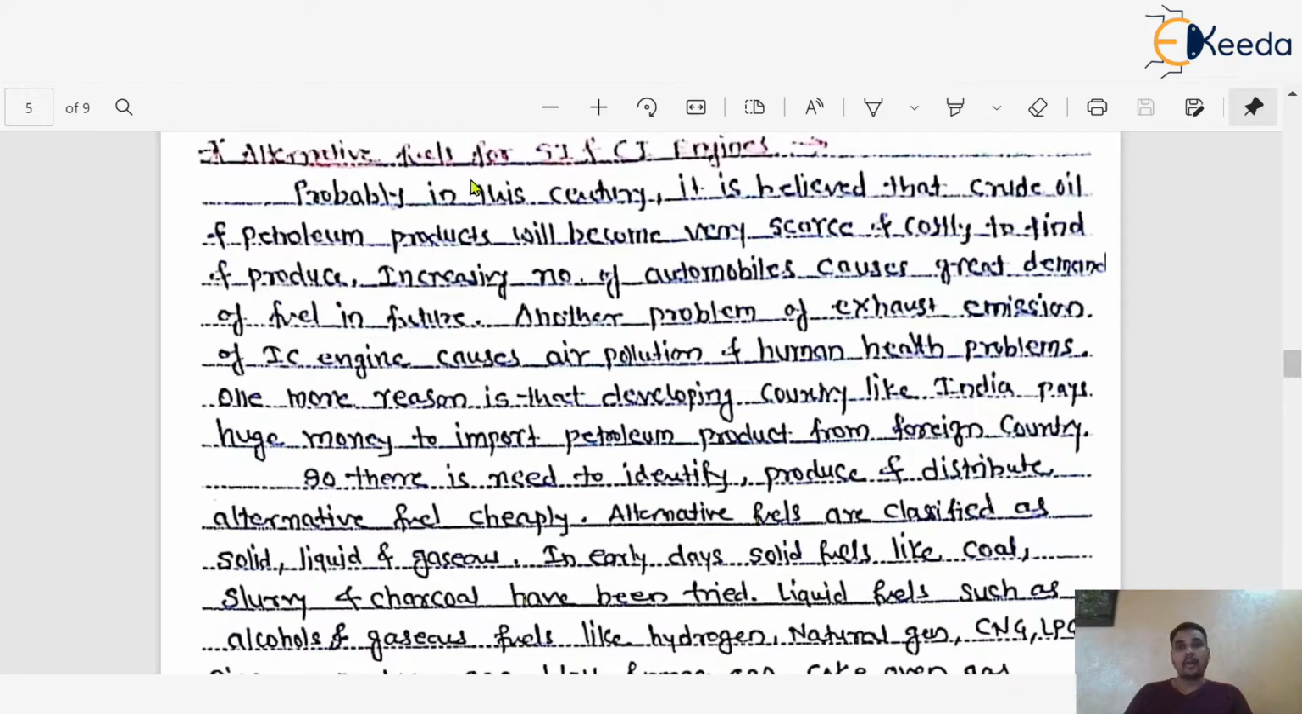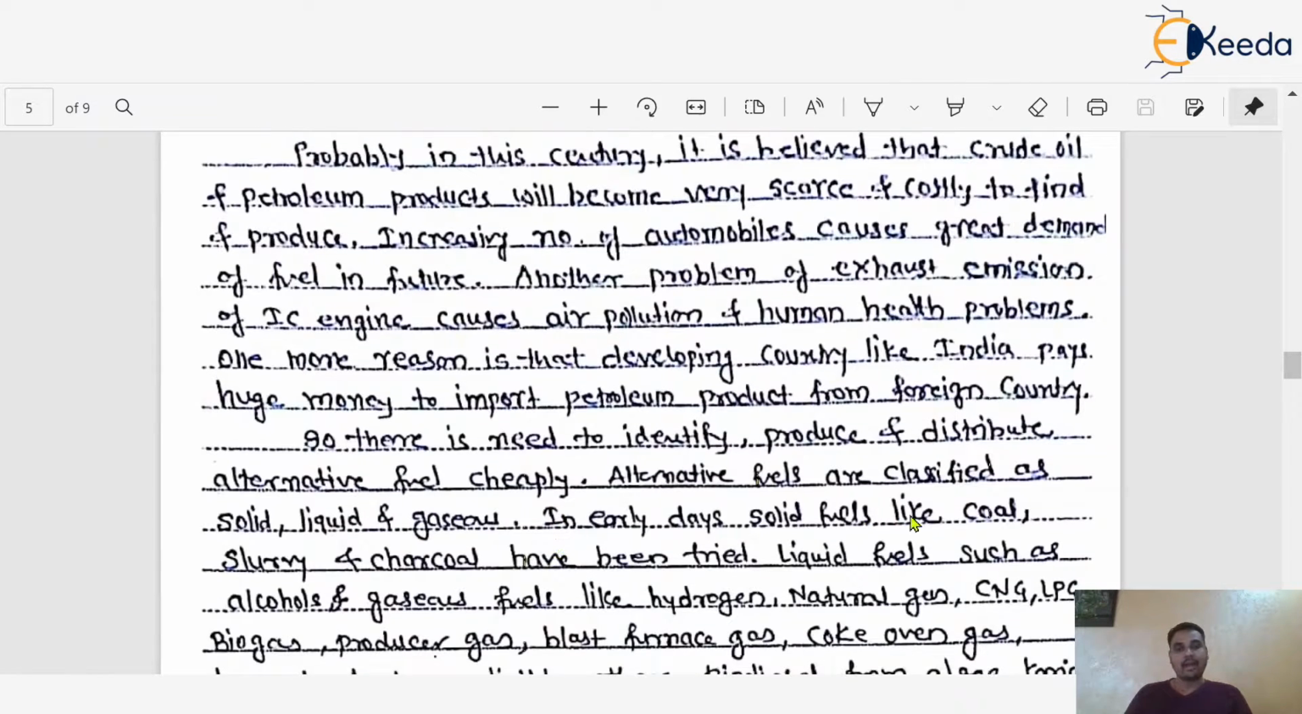In the case of alternative fuels for SI and CI engines, it is believed that in this century crude oil and petroleum products will become scarce and costly to find and produce. The increasing number of automobiles causes great demand for fuel in the future. Another problem is that exhaust emissions of IC engines cause air pollution and human health problems. One more reason is that a developing country like India pays huge money to import petroleum products from foreign countries. So there is a need to identify, produce and distribute alternative fuel cheaply.